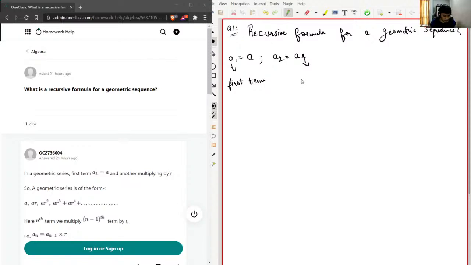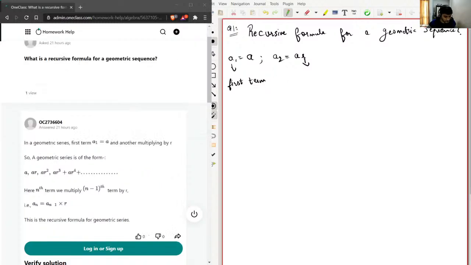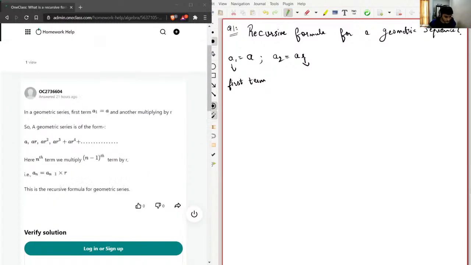I just need to clarify this. Like in an arithmetic series, it was the common difference. Here it is the common ratio, I guess.